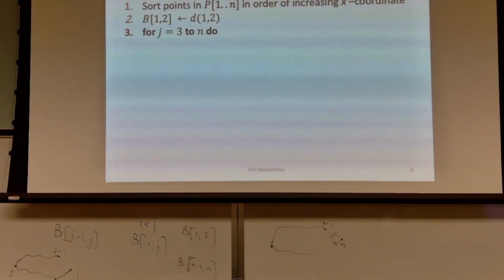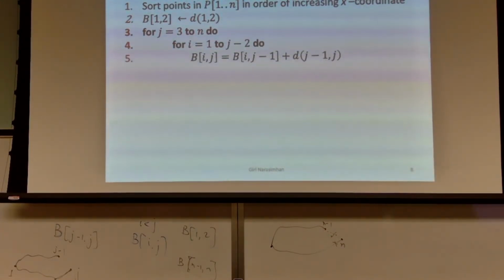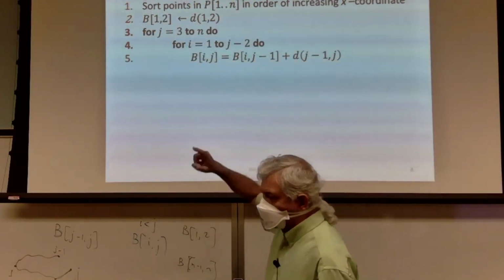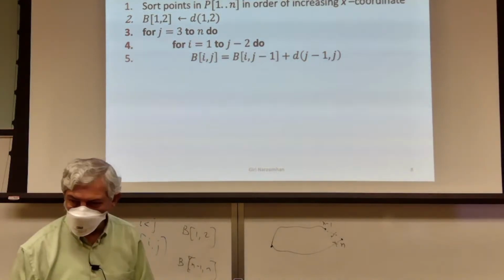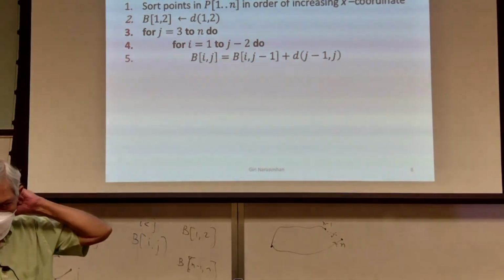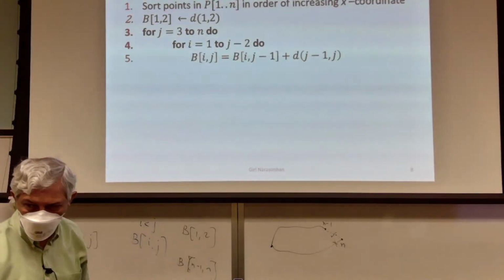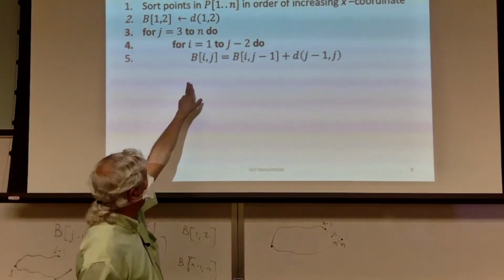And then you set this up for j equals 3 all the way to n, but you only go for i. So remember, there are two cases: when i is less than j minus 1 and when i is equal to j minus 1. So I'll go first all the way up to j minus 2. And these are easy to figure out.